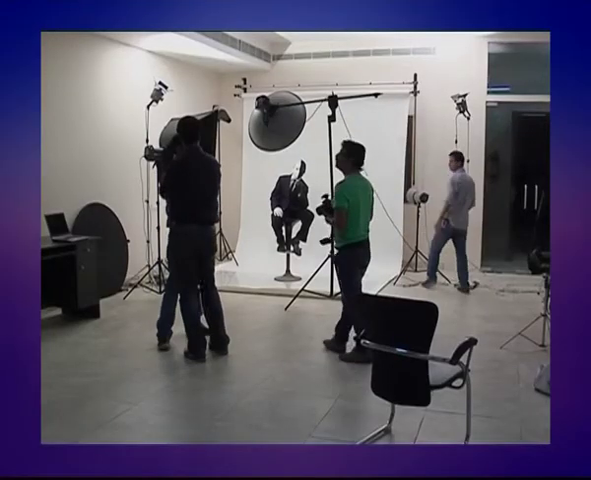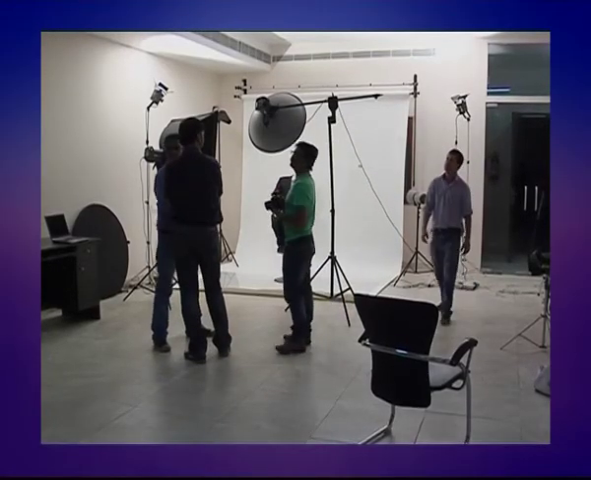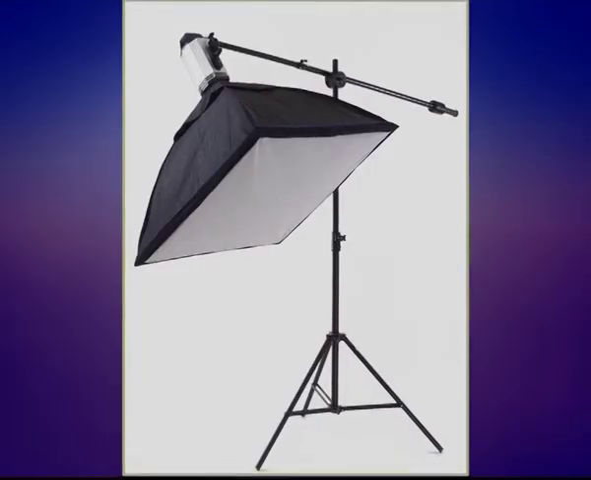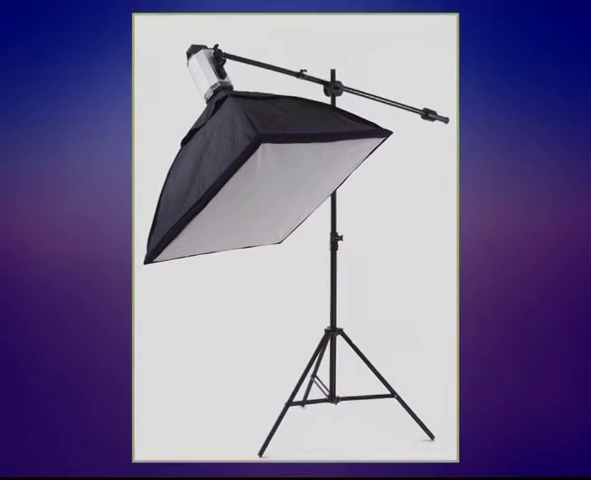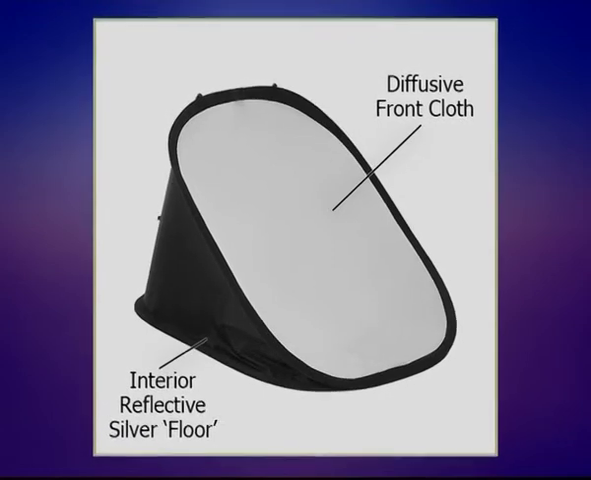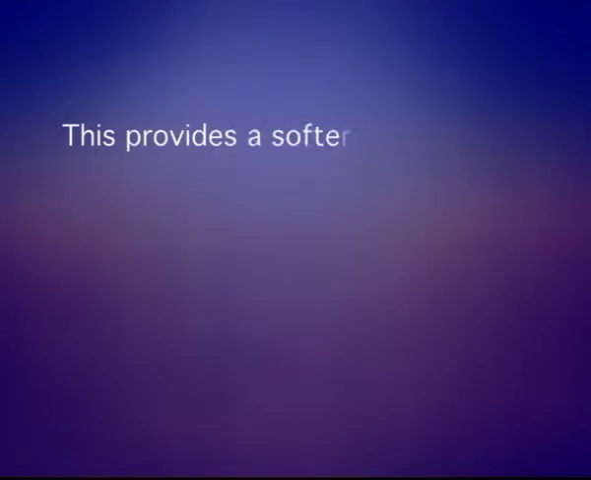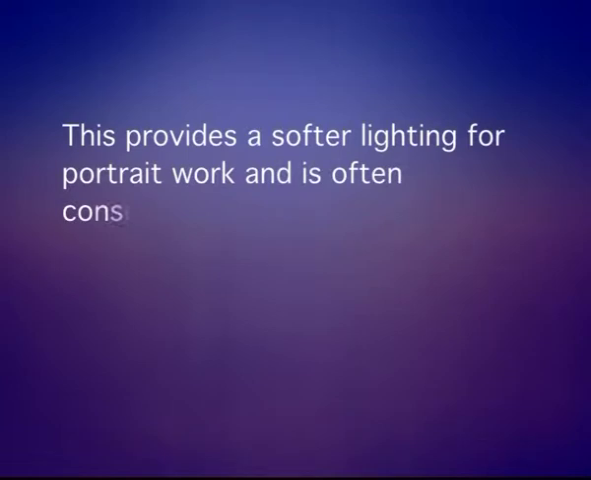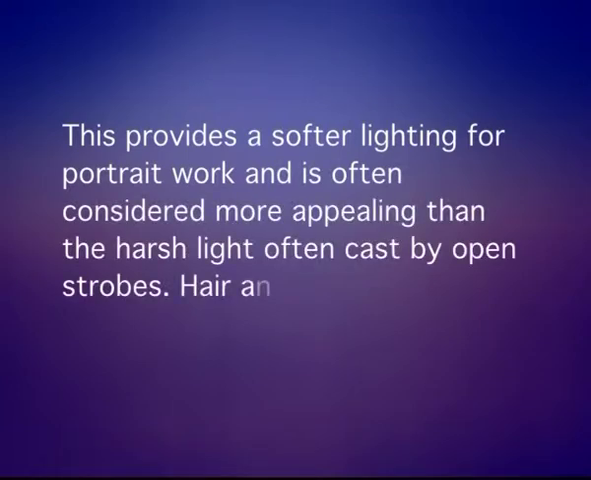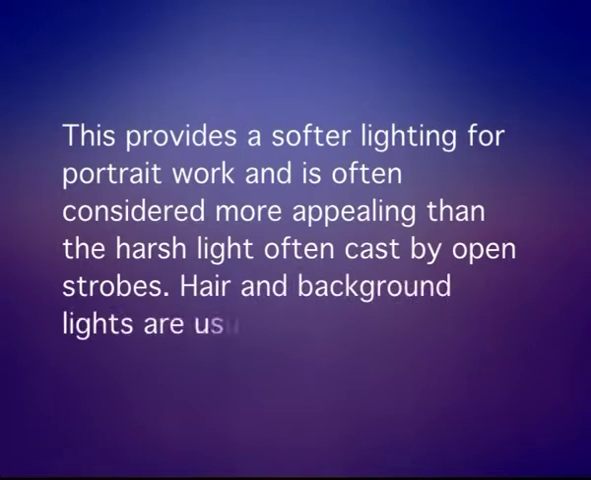Most lights used in modern photography are a flash of some sort. The lighting for portraiture is typically diffused by bouncing it from the inside of an umbrella or by using a softbox. A softbox is a fabric box encasing a photostrobe head, one side of which is made of translucent fabric. This provides a softer lighting for portrait work and is often considered more appealing than the harsh light often cast by open strobes. Hair and background lights are usually not diffused.